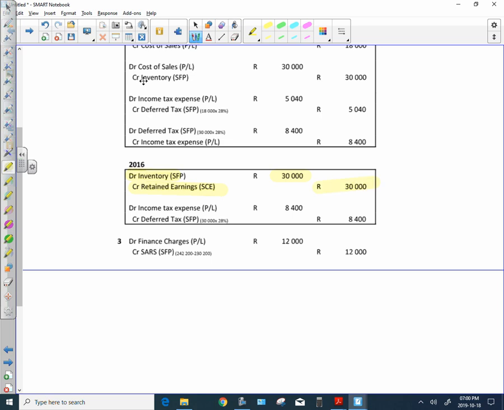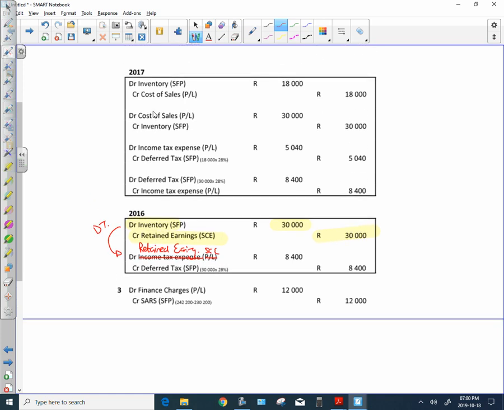That has a deferred tax effect. Deferred tax, because they said they won't reopen previous years, of 28%. We debit, not income tax expense. Please change that to read retained earnings and statement of changes in equity. And we credit our deferred tax with 8,400.